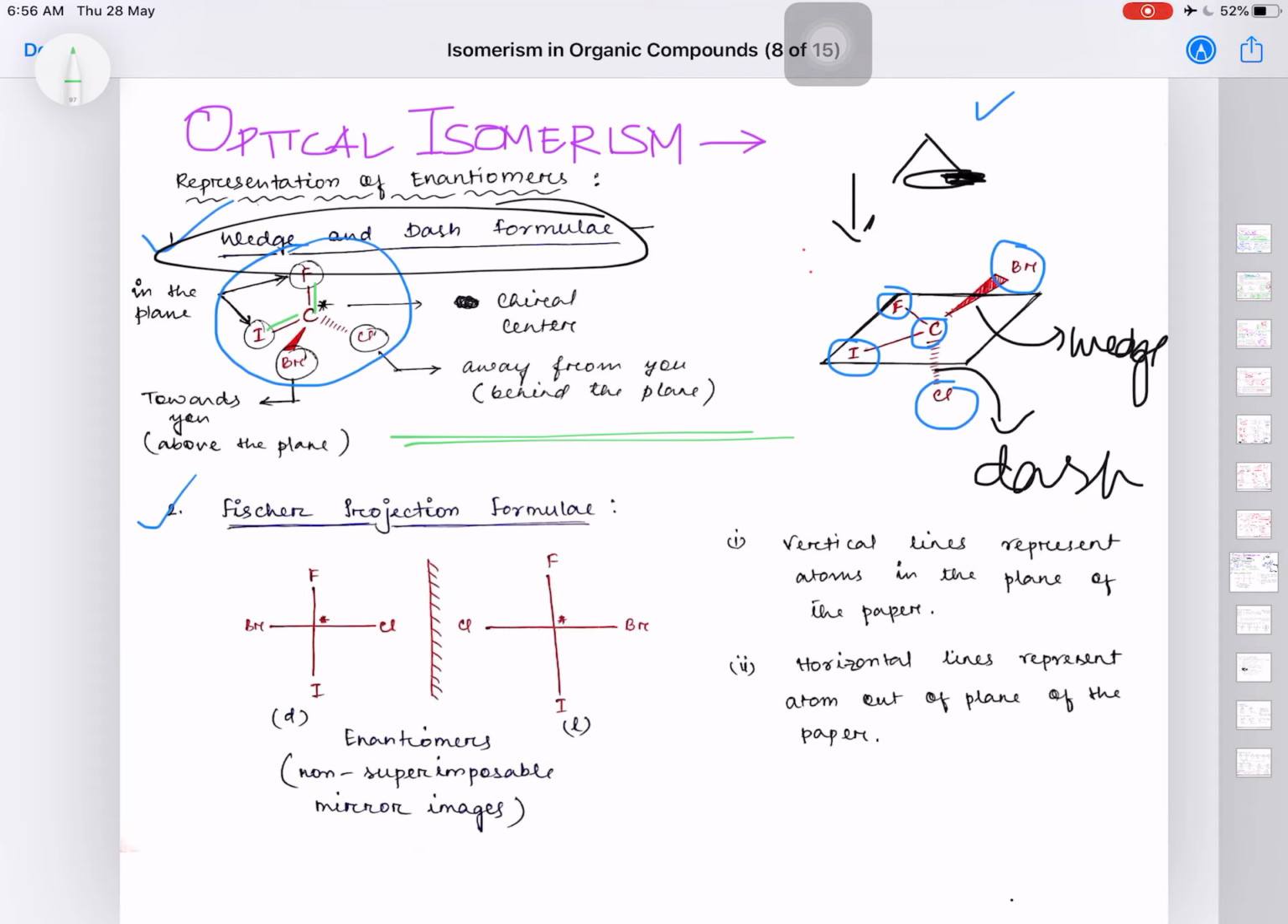Now one more thing I forgot to tell you: for optical activity in organic compounds, the most important thing is that you should have a chiral carbon, and it is represented by a star symbol.